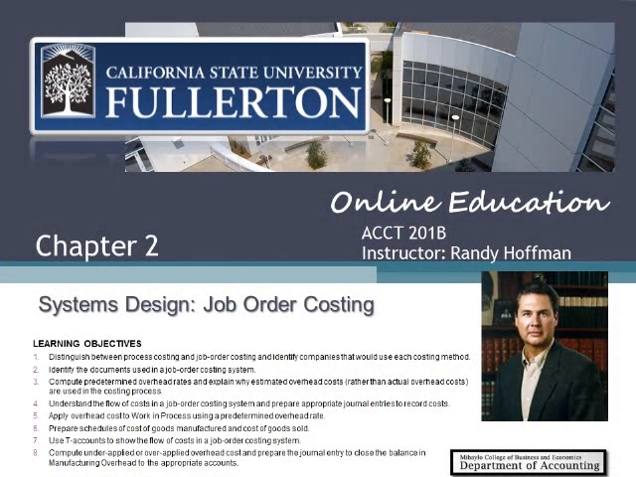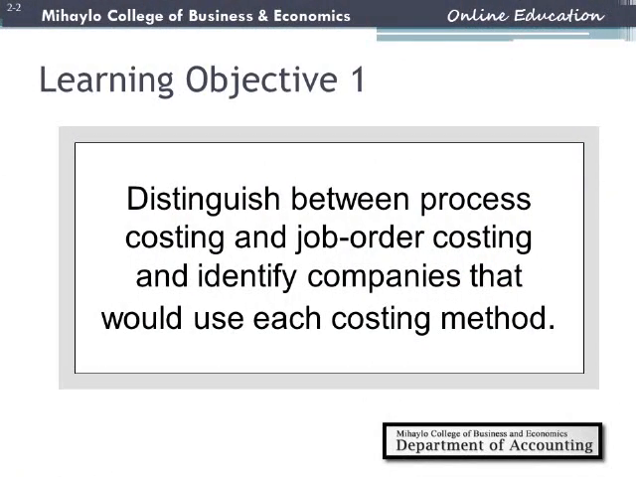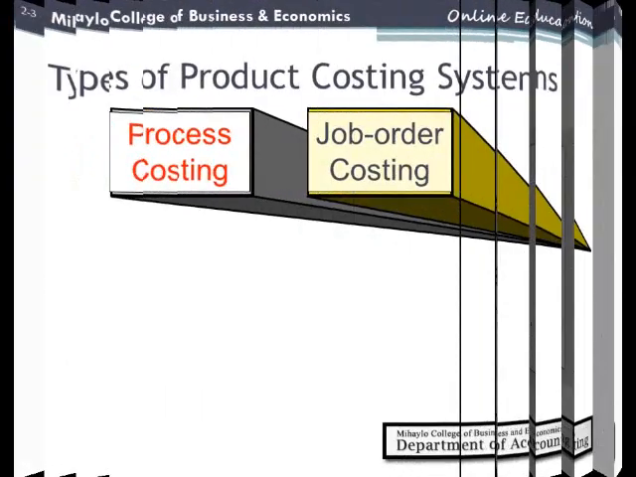Chapter 2, Systems Design, Job Order Costing. Managers need to assign costs to products to facilitate external financial reporting and internal decision-making. This chapter illustrates an absorption costing approach, also called a full cost approach, for calculating product costs known as job order costing. Learning objective number 1 is to distinguish between process costing and job order costing and identify companies that would use each costing method.